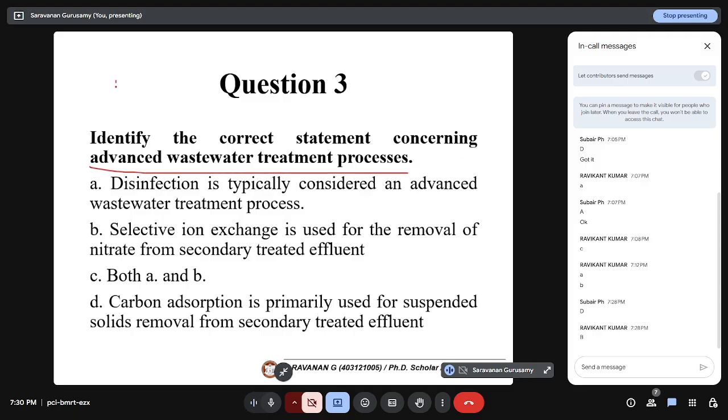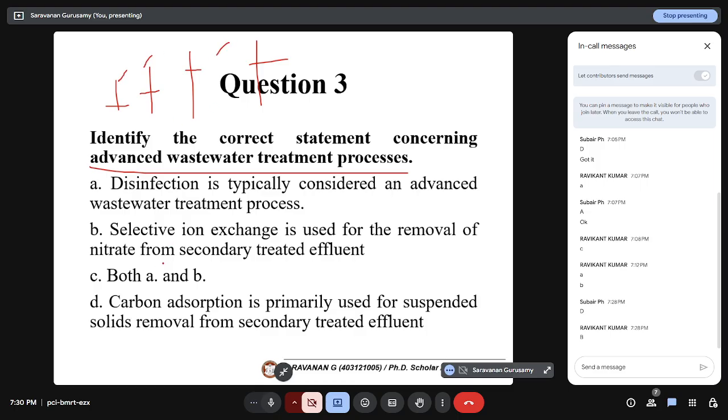We have preliminary, primary, secondary, and advanced treatment processes, right? Preliminary will be screens and grit chambers. Primary will be the primary sedimentation tank. Secondary will be biological treatment. Advanced will be removal of nutrients, pathogens and all, right? Heavy metals, ions and all. So disinfection is typically considered as an advanced wastewater treatment process.